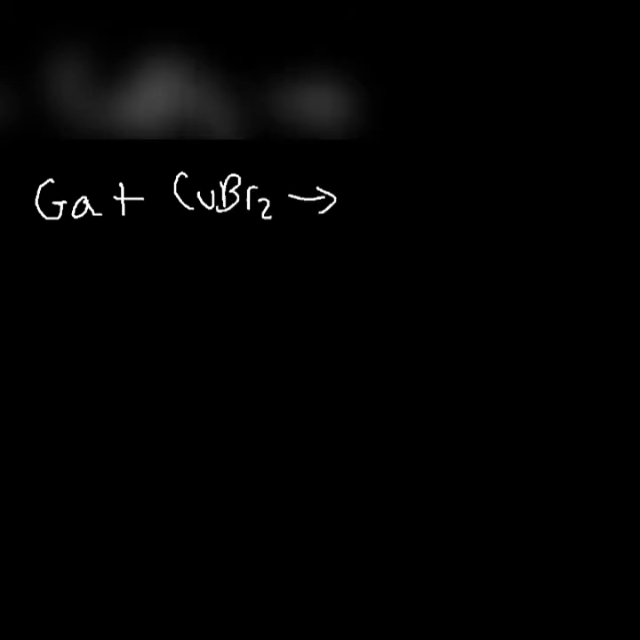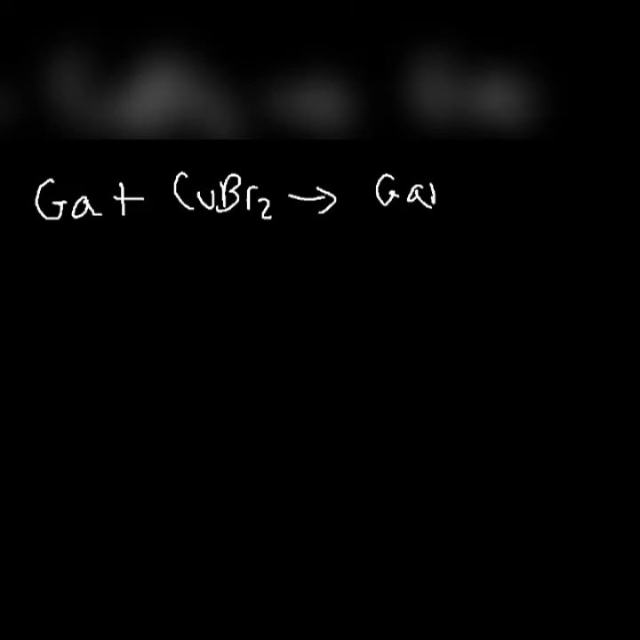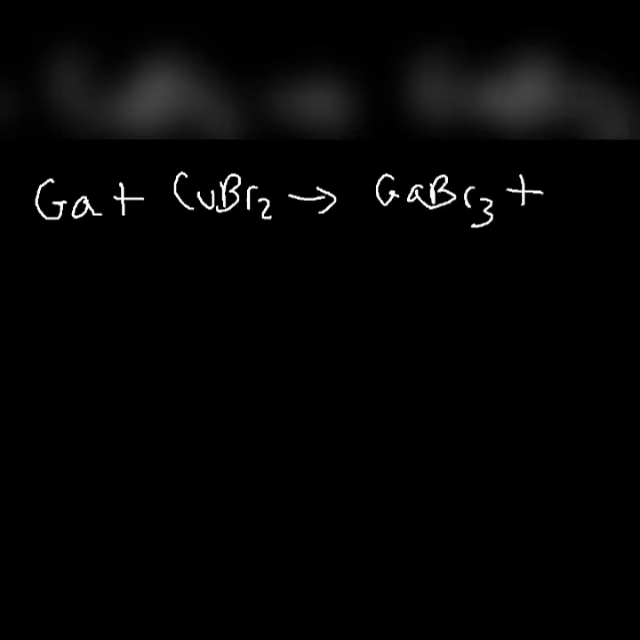So here's another example. Gallium plus copper bromide produces gallium bromide and copper metal. Go ahead and balance the reaction. So notice that we have 2 bromine atoms on the left side and 3 on the right side. So we have that even-odd situation. The least common multiple of 2 and 3 is 6. So what you want to do is you want to try to get 6 bromine atoms on both sides.